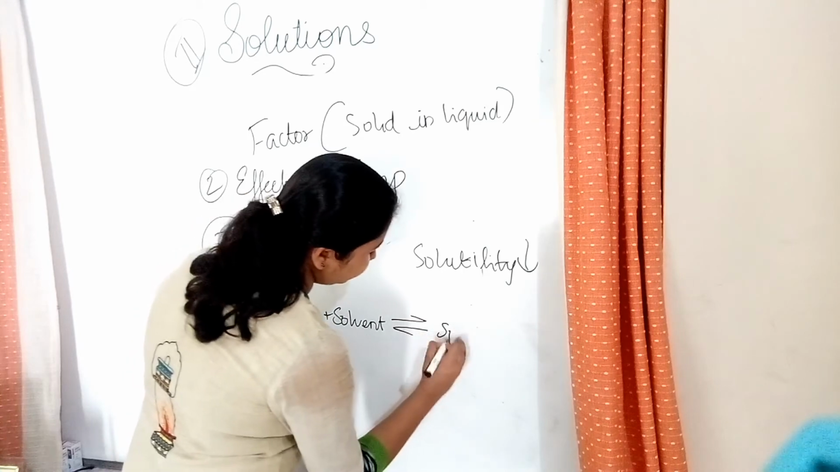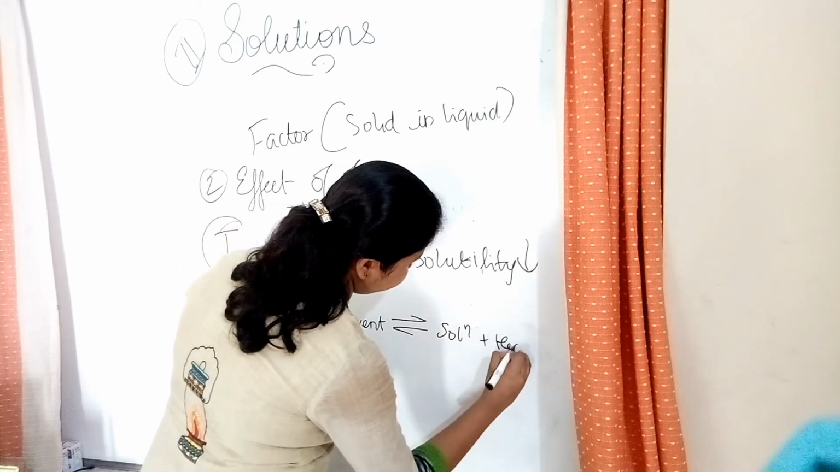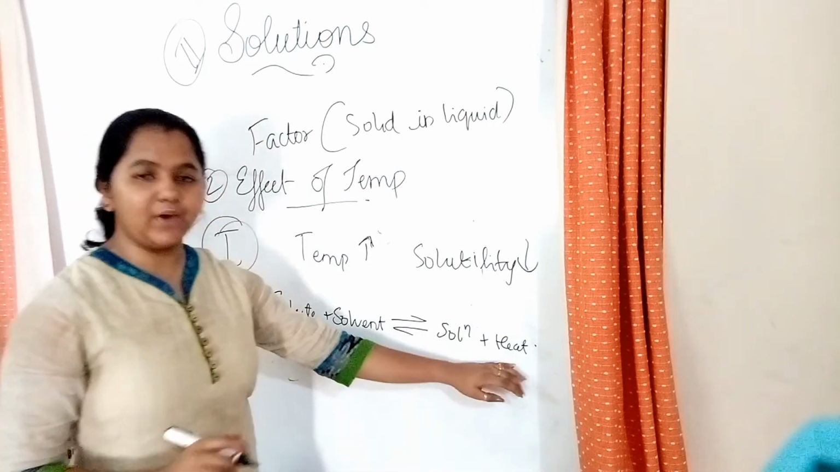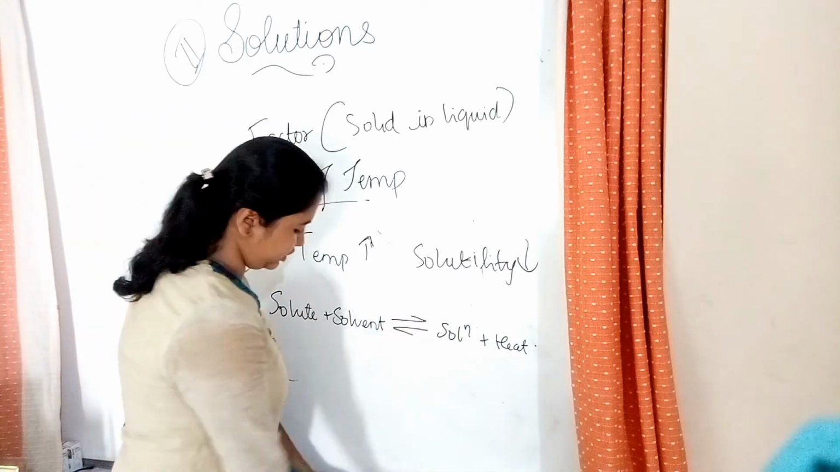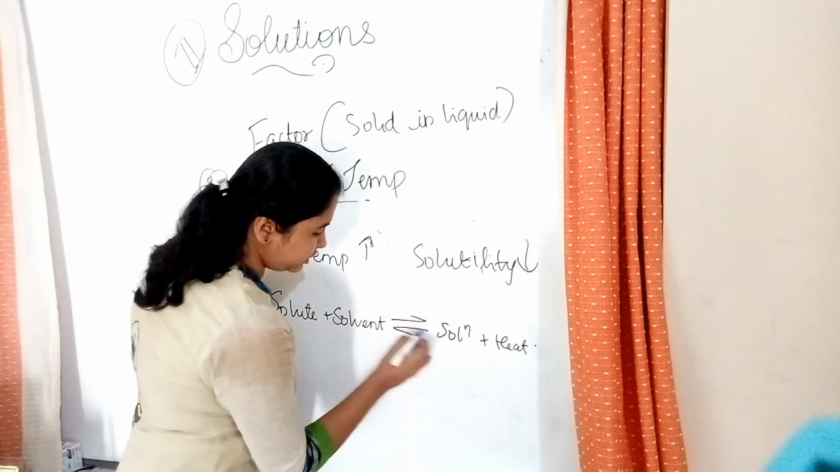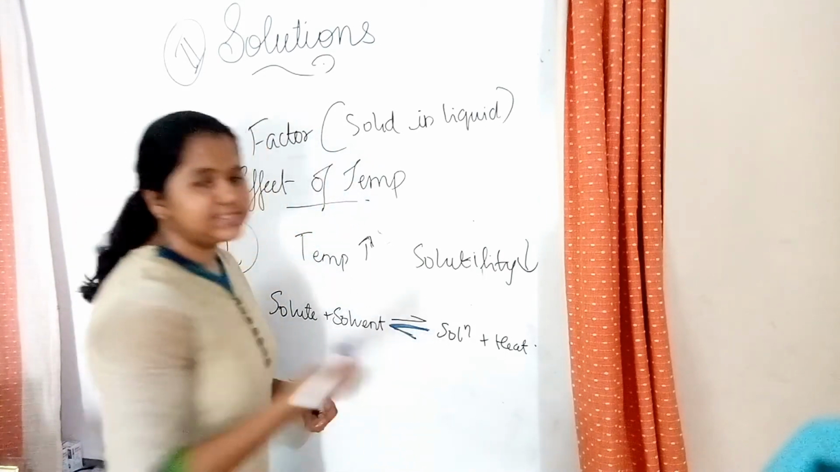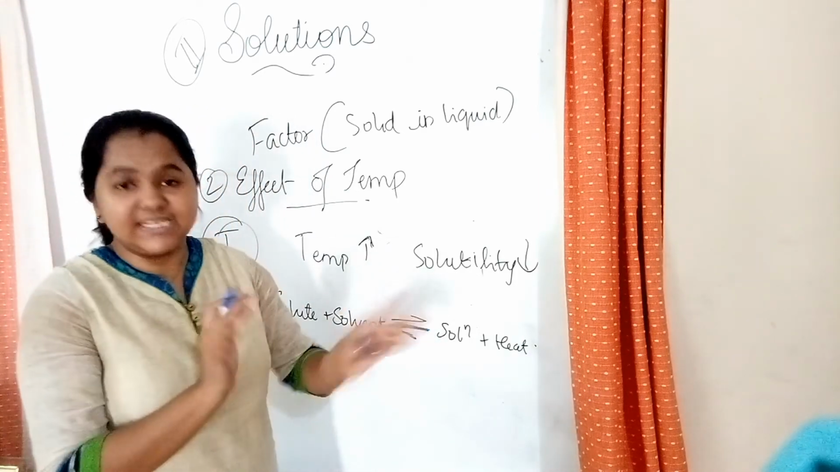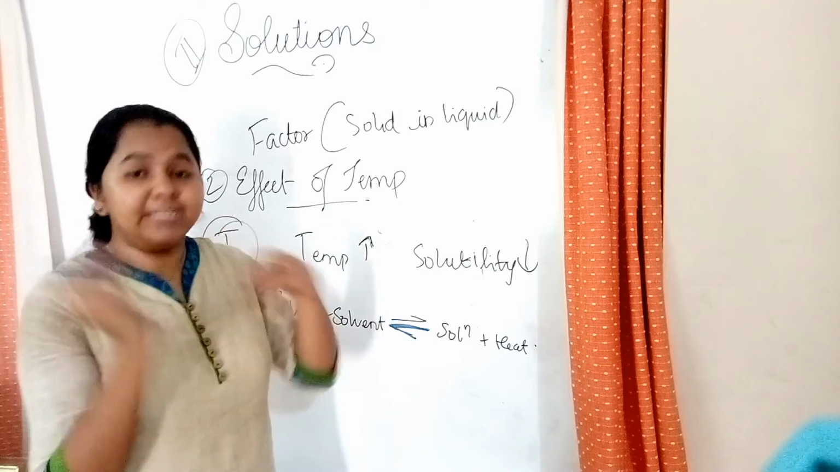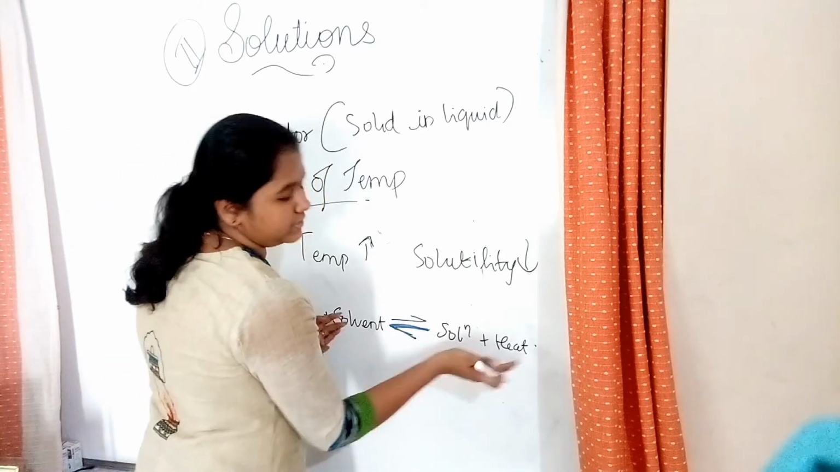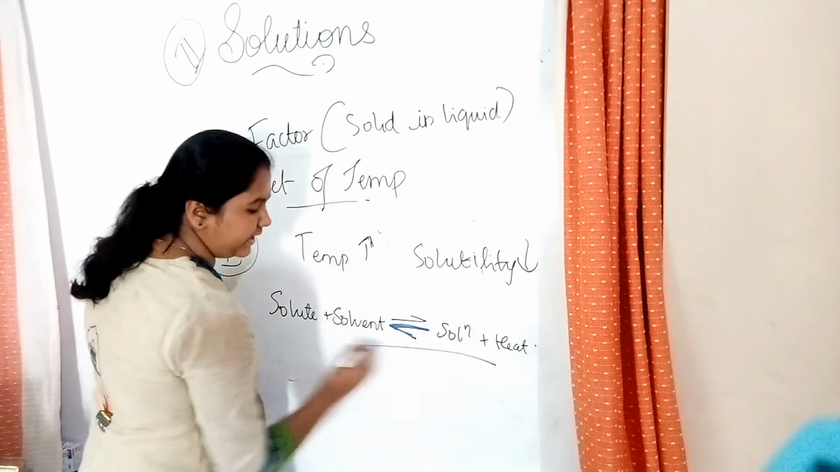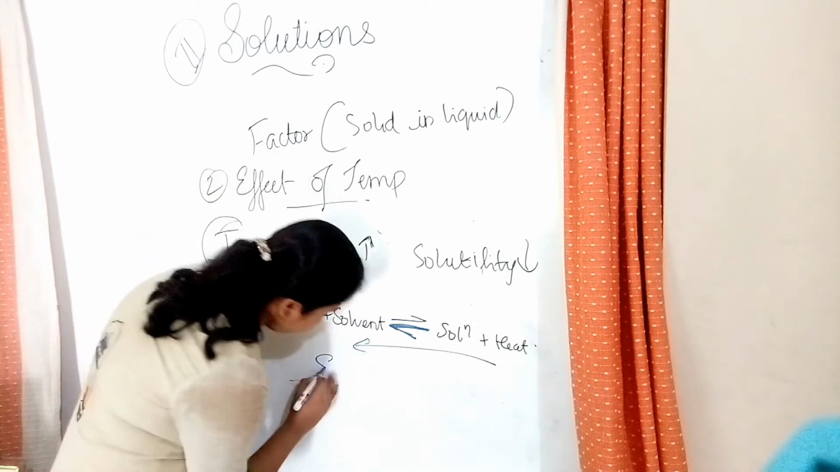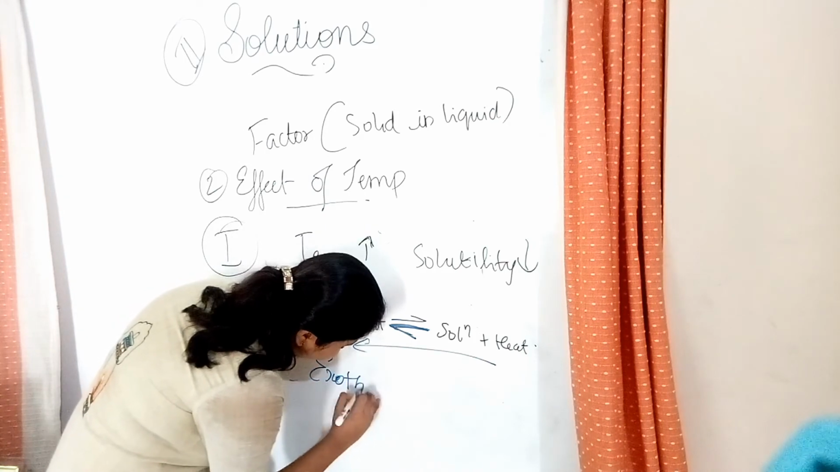gives solution plus heat. When temperature increases, heat is on this side, so the reverse reaction is favored. The solubility is decreased because the solution formed is traced back due to the heat. This is called an exothermic reaction.